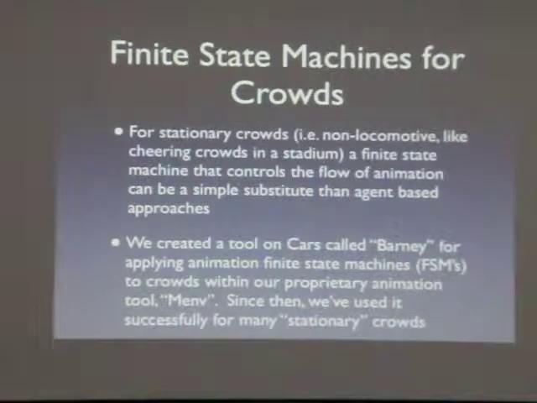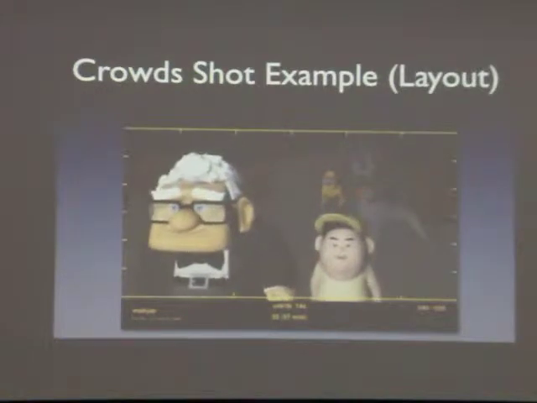On Cars, we had a system called Barney that did this, and I'm going to show you how it would work in a shot. Actually, not on Cars. I'm going to show you an example from Up, where we also used this system. So here's what we get from layout, which is just a bunch of stationary models that are kind of placeholders for where the crowd will be, that are set up by the layout department. So this is what we start with.